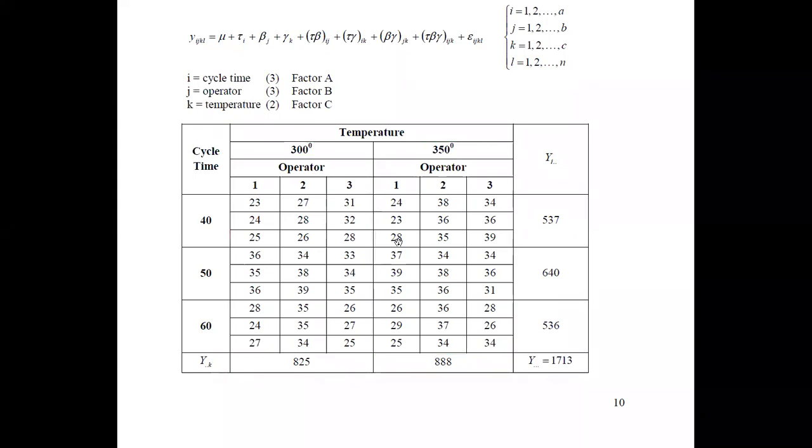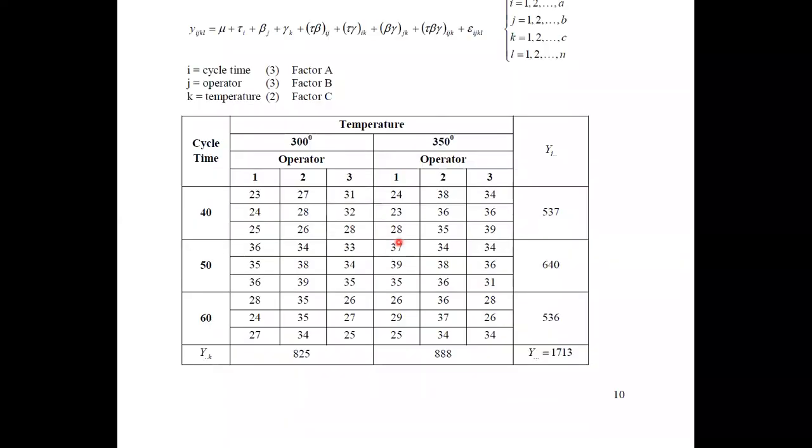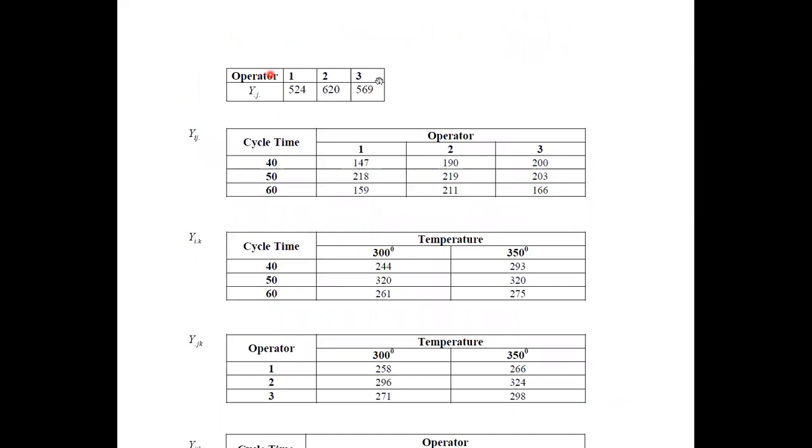And thereafter what we need to do is take the values for the operators also. If you consider this factor B, you can see that operator 1 is here as well as operator 1 appears here. Therefore, when we are taking the totals for this factor B, factor B has 3 levels. Operator 1, operator 2 and operator 3 are included in this experiment.